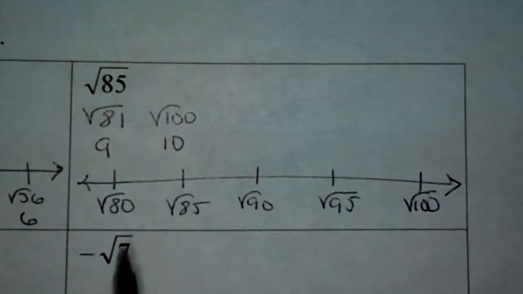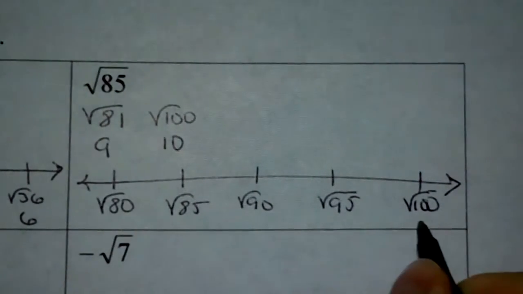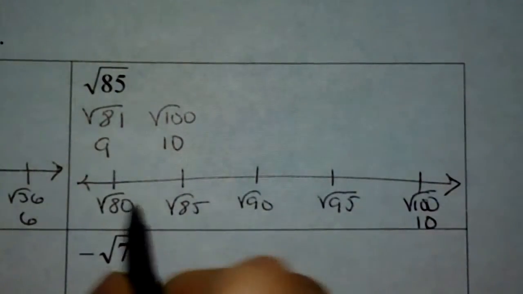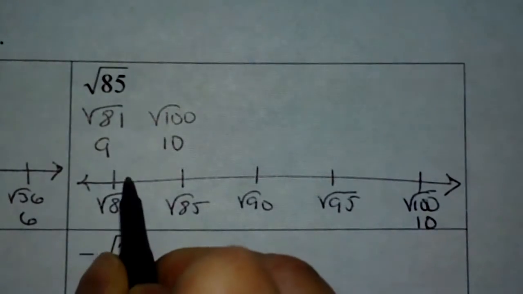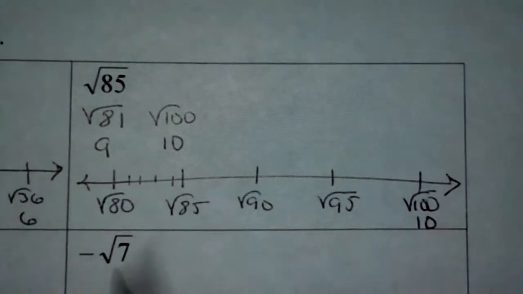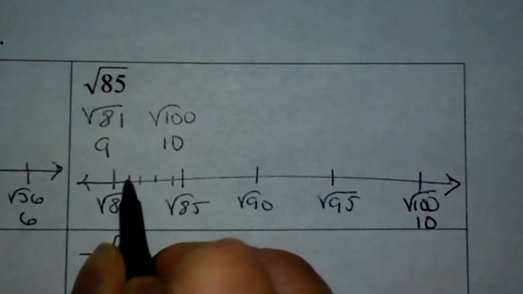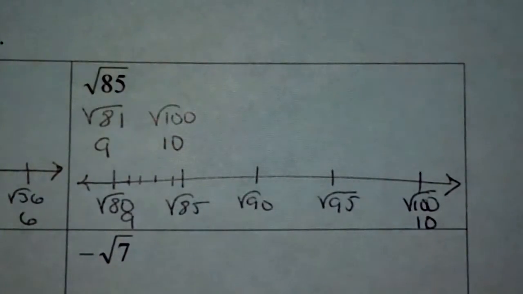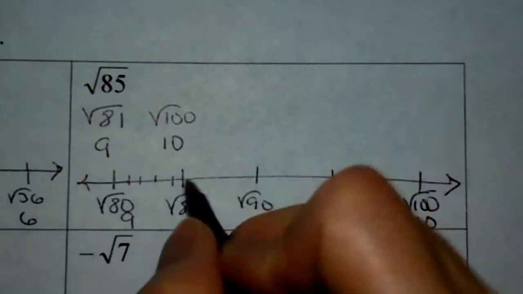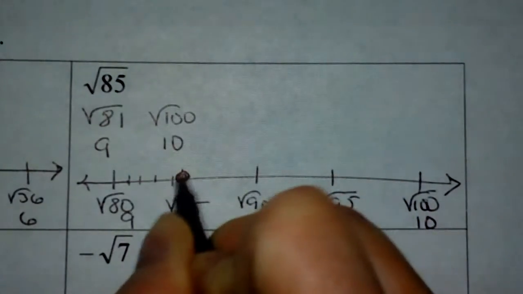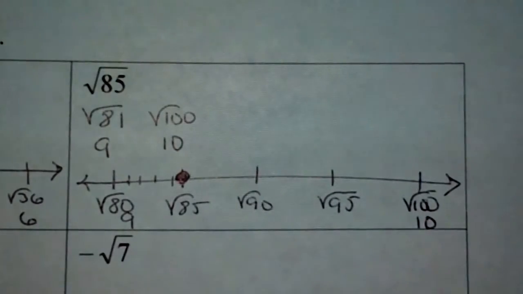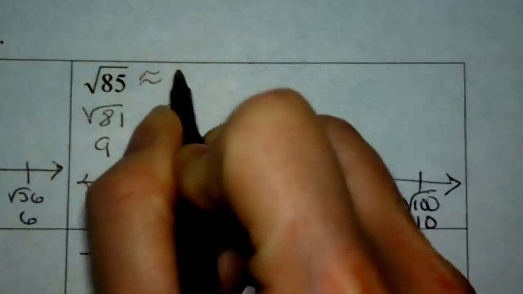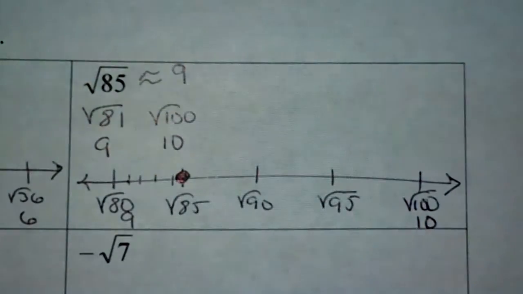81, that's 9, so I'll put the 10 underneath here. And if I have 80 here, then this would be 1, 2, 3, 4, and 5. So this right here would be our 9. Okay, we're trying to put 85 on here, which, bam, there it is, right there. And which integer is it closest to? It's definitely closer to the 9. So I'm going to write almost equal to the 9.